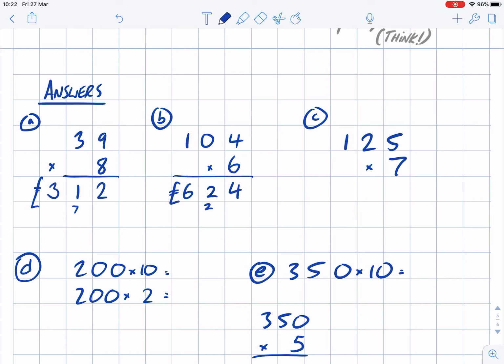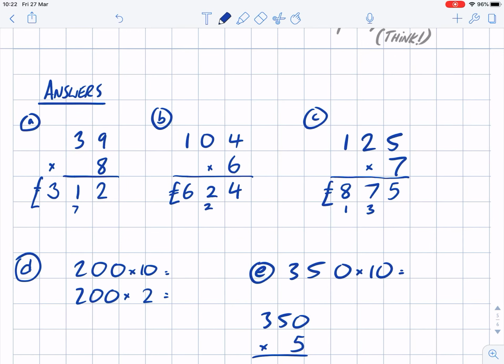The next one was the iPads, £125. Must be second hand because that's quite cheap for an iPad. And we needed to find out how much 7 cost. So we need to work out 125 times 7. 7 fives are 35. 7 times 2 is 14. Add the 3 is 17. 7 times 1 is 7. Add the 1 underneath is 8.